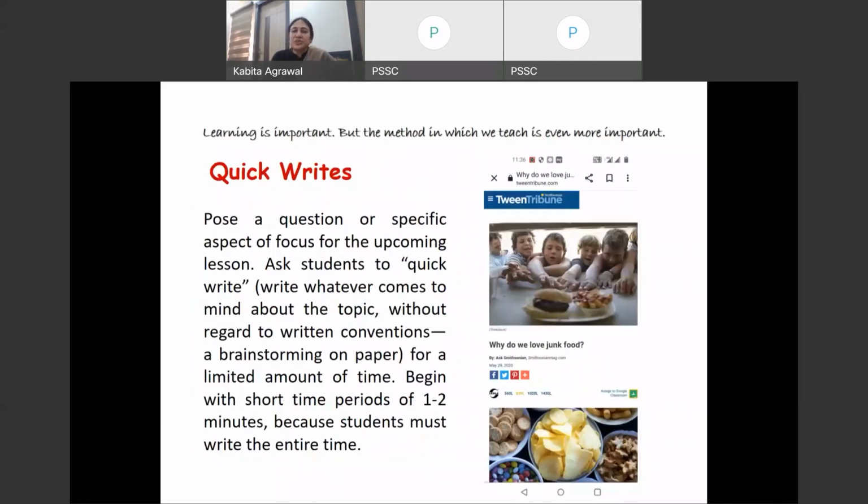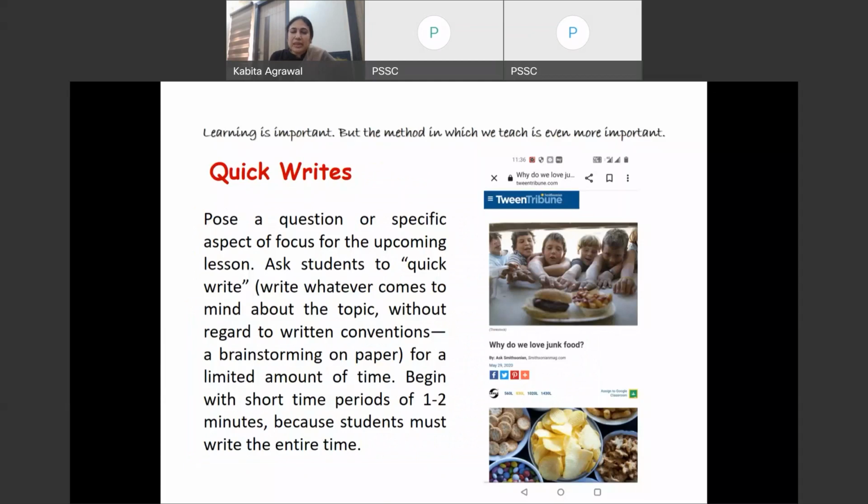So here we move forward to a more interesting idea, quick writes. Something which is not right or wrong, but you want the children to respond immediately to a situation, and this situation is going to be connected with the topic of your class or with the lesson which you are planning to engage your children with.